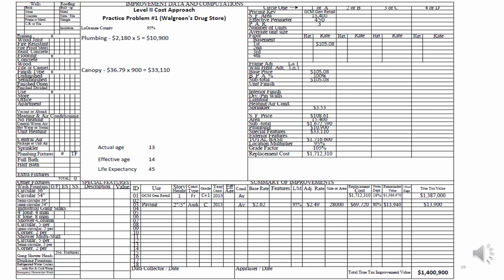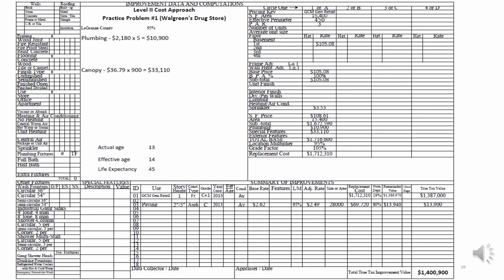I'm going to move over to my pricing ladder, and under my pricing key, the problem told me that it was a GCM, general retail. It told me that my square foot is 15,400 and my effective perimeter is 450. The next thing that I need to do is calculate my PAR. I'm going to take my effective perimeter of 450 and divide that by my square foot of 15,400, multiply that by 100, and that is going to give me a PAR of 3.